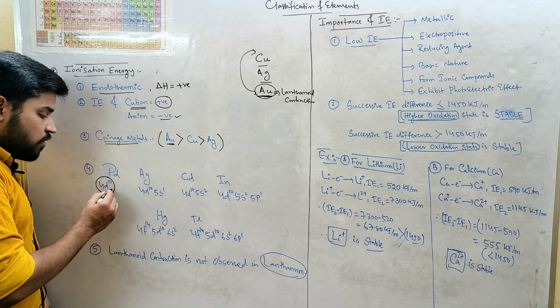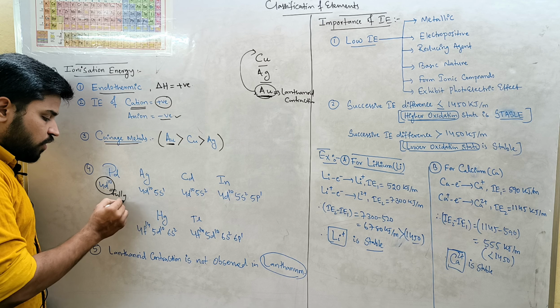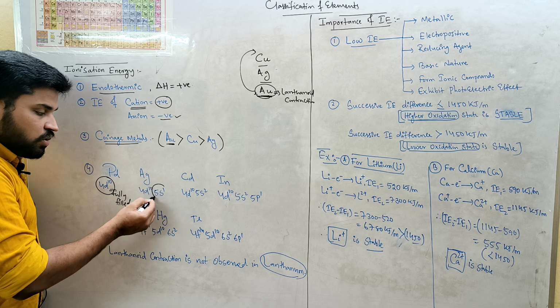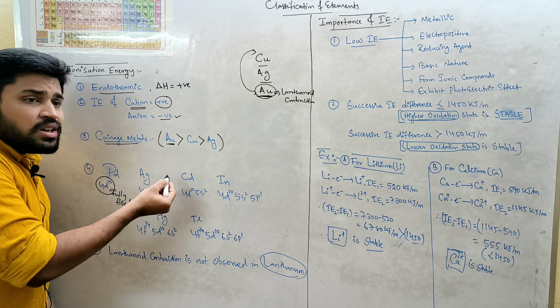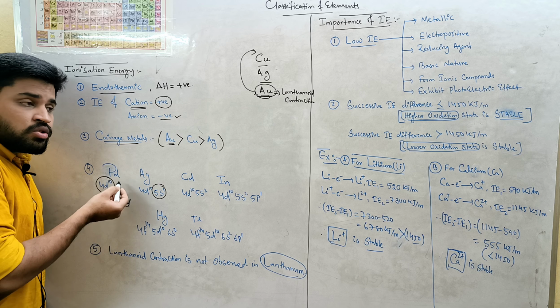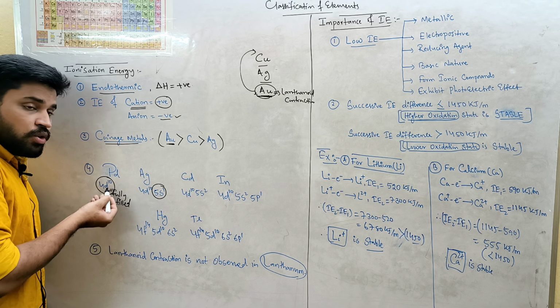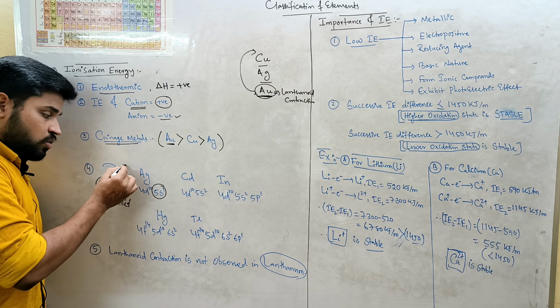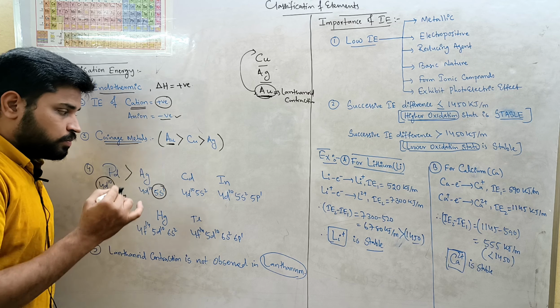For palladium, you will see 4d10 is the outermost electronic configuration, since it is fully filled. When it comes to silver, it is 5s1. So we can easily remove an electron from 5s1, but it is highly difficult to remove an electron from 4d10 because it is fully filled, and fully filled means highly stable. So the ionization energy for palladium will be more.